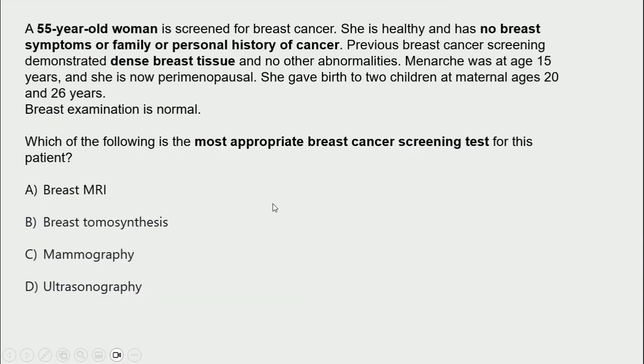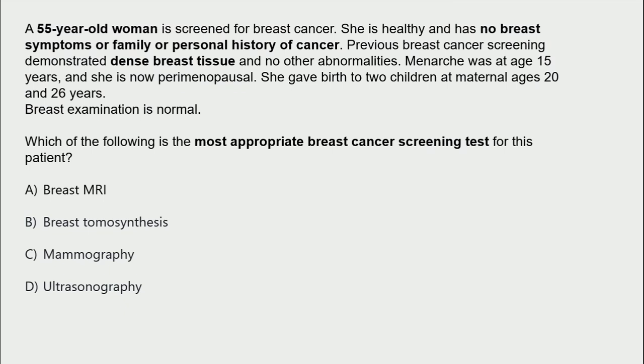Let's do a question for breast cancer. A 55-year-old woman is screened for breast cancer. She is healthy and has no breast symptoms or family or personal history of cancer. Previous breast cancer screening demonstrated dense breast tissue and no other abnormalities. Menopause was at age 15 years and she is now perimenopausal. She gave birth to two children, at maternal ages 20 and 26 years. Breast examination is normal. Which of the following is the most appropriate breast cancer screening test for this patient? Breast MRI, breast tomosynthesis, mammography, or ultrasonography?